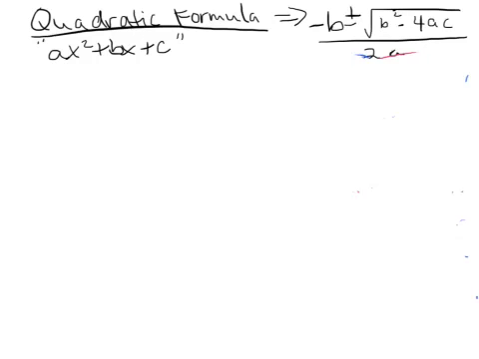Okay, so the second one that we're going to look at is 2x squared minus 7x equals 3. So again, go ahead and put that in your first box.